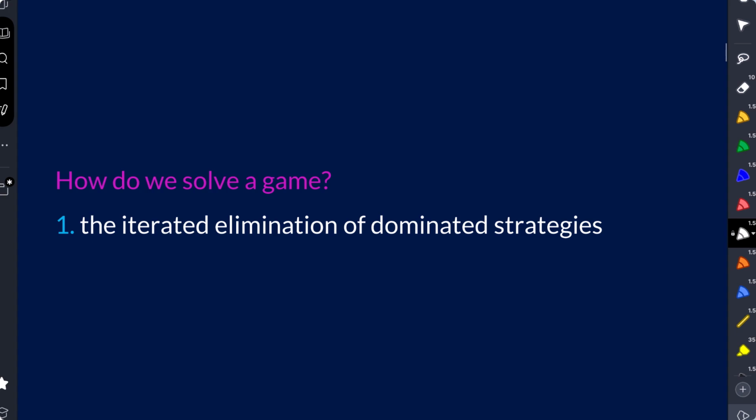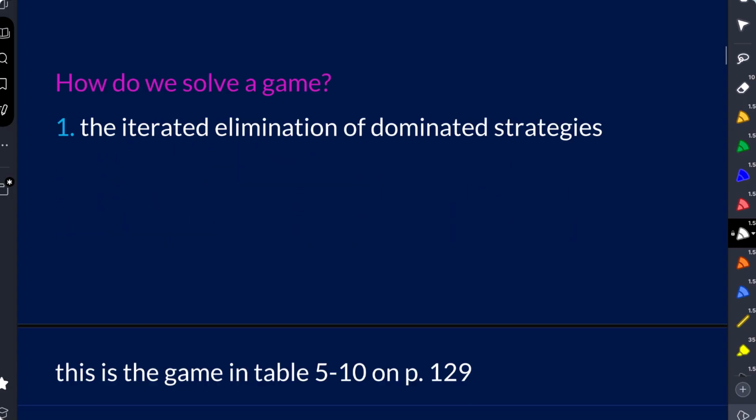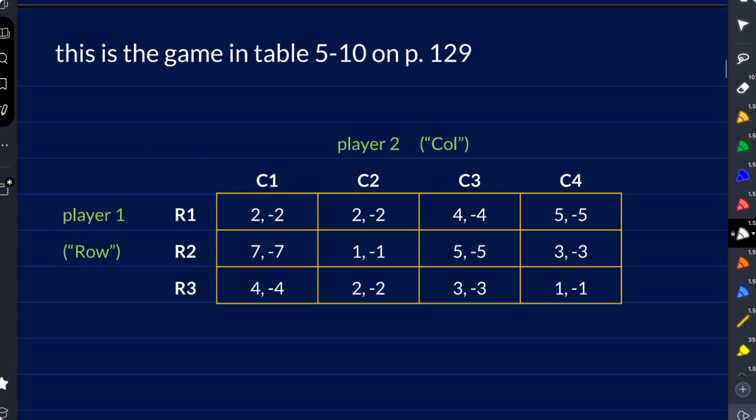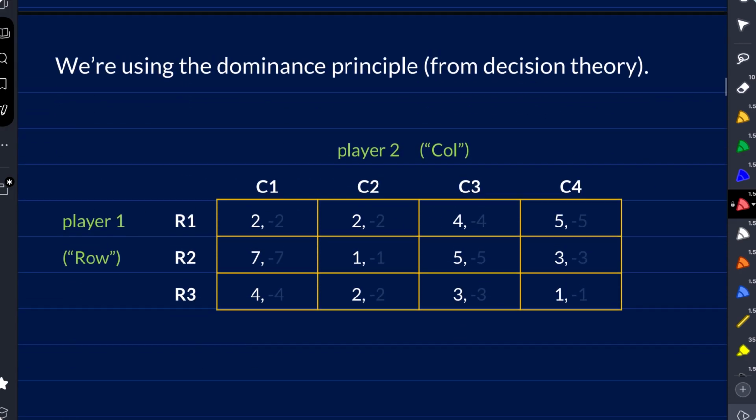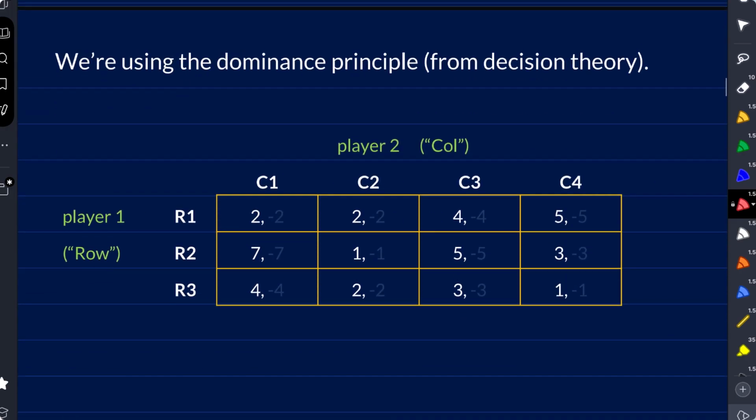All right, so now we want to look at how we find the solution to a game. So let's say that we have this game here. Whatever the players might actually be doing to get these outcomes doesn't matter. We just want to look at, given that they have these payoffs, what should they do? Okay, and so to solve this game, we're going to use the dominance principle from decision theory.